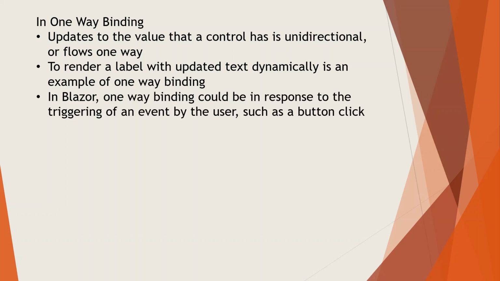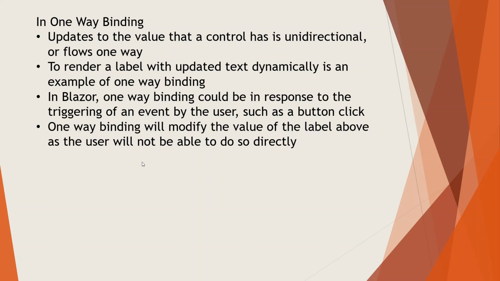In Blazor, one-way binding could be in response to the triggering of an event by the user, such as a button click, which is very common, which we have seen in Get Started with Blazor or in the to-do list. On the click event of a button, a C# method was called, which has updated a label or a text or a paragraph. That is the common one-way binding concept in Blazor.